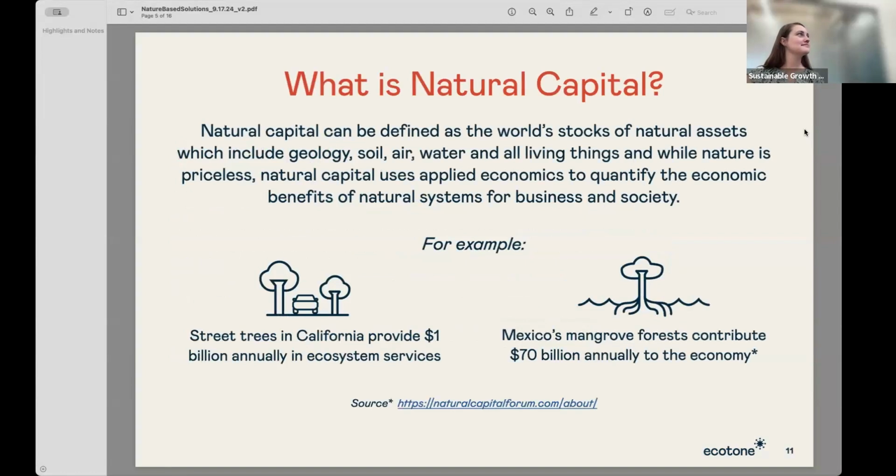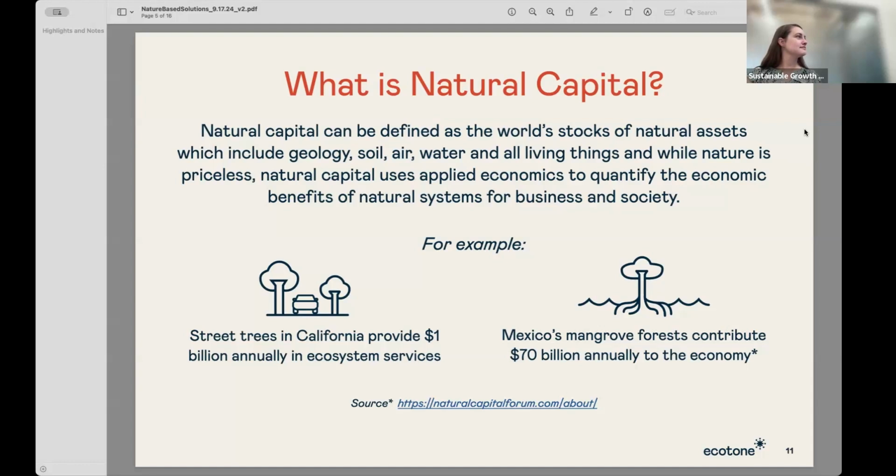So natural capital, what is that? It is the earth, you know, it's the soil and the air, the water, the living creatures. It's really the physical environment in which we live. And in a lot of ways, it's priceless. You can't really put a number to it, but to a certain extent, our human brains and our capitalist system need a number put to it.